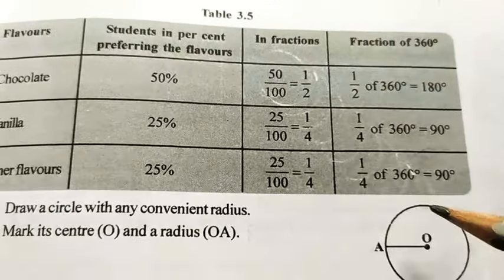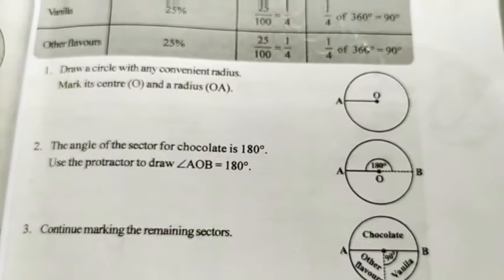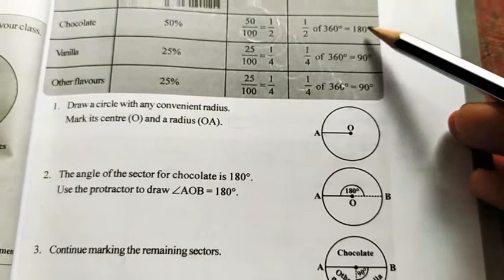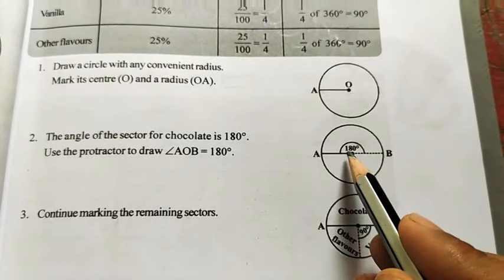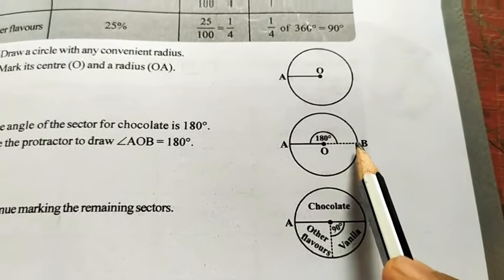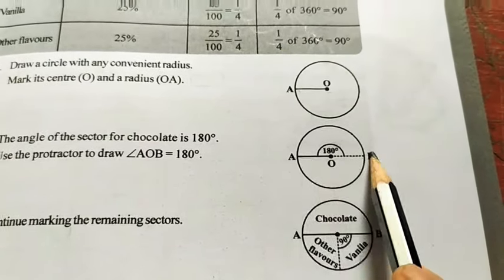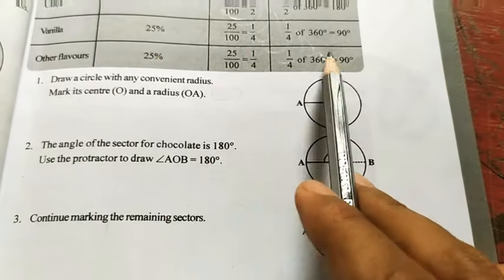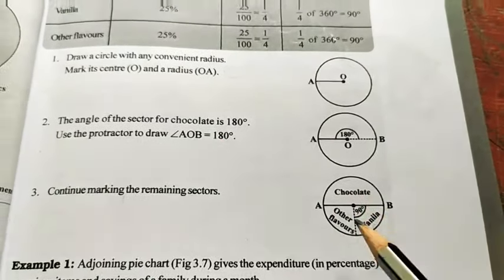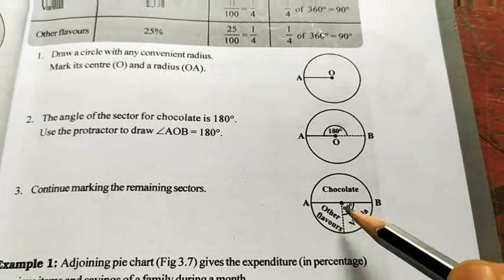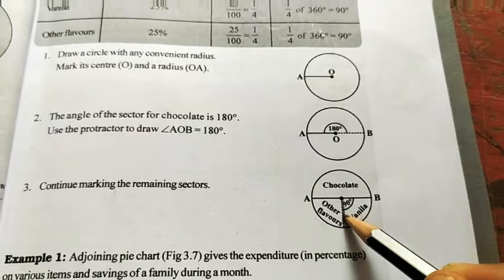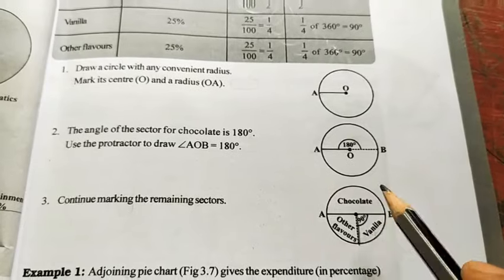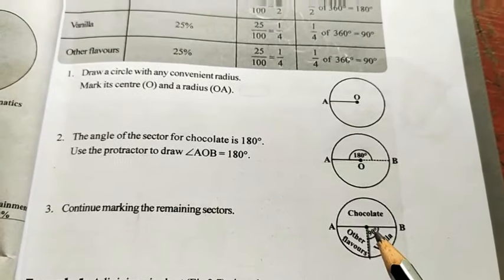Then how to draw the diagram, that is the pie chart? First you make one radius. Using this radius, first you have to mark 180 degrees. If you keep the protractor, you will get it here. Mark here at 180 degrees, so AB gives us the 180 degree partition. Now for the remaining, 90 degrees and 90 degrees, keep the protractor again at the center and mark up to 90 degrees. On one side we get 90 degrees for vanilla and 90 degrees for other flavors. Like this you have to do it if you get different angles also.